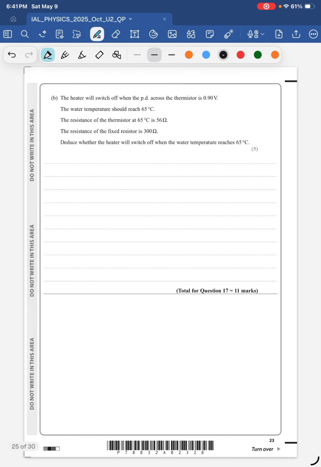Let's move on. Part B, the heater will switch off when the potential difference across the thermistor is 0.9 volts. The water temperature should reach 65 degrees Celsius. The resistance of the thermistor at 65 degrees Celsius is 56 ohms. The resistance of the fixed resistor is 300 ohms. Deduce whether the heater will switch off when the water temperature reaches 65 degrees. Okay, let's find the total resistance. It's going to be 56 plus 300, so 356 ohms.